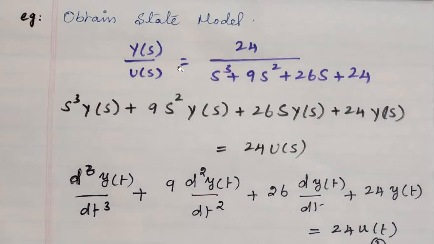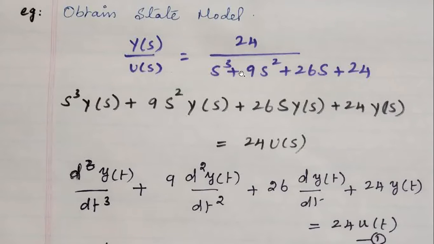The given transfer function Y(s)/U(s) is 24 divided by s cube plus 9s square plus 26s plus 24. When we have this kind of transfer function, the first step is to cross multiply. When we do the cross multiplication, we obtain s cube Y(s) plus 9s square Y(s) plus 26s Y(s) plus 24 Y(s), which is equivalent to 24 U(s).